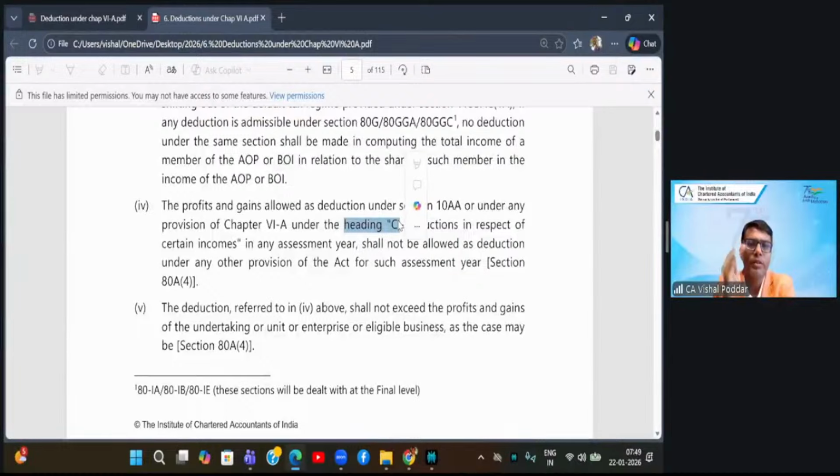Now, out of these parts, the part C or the heading C covers our second category of deduction, that is deduction for certain incomes, which is not part of your syllabus. Only 2 or 3 sections out of that are part of your syllabus. Otherwise, this is not part of your syllabus. Now, for this part, there are some important conditions. What is that important condition?